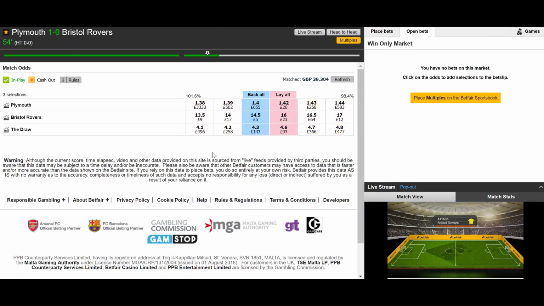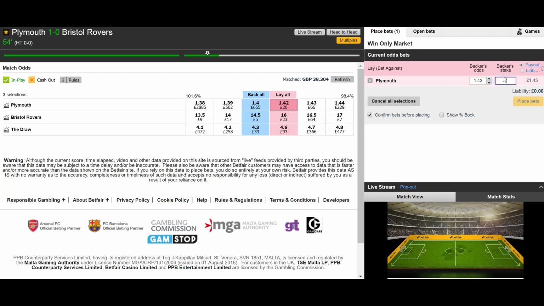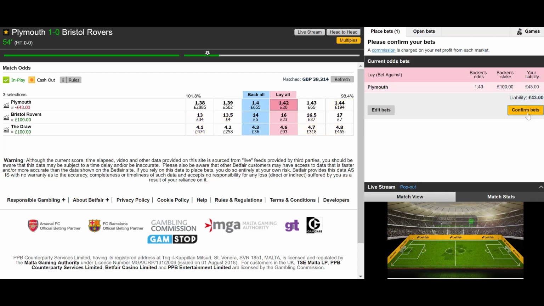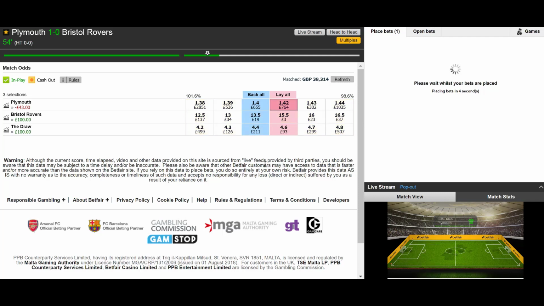So here's a match from League One, and this is Plymouth, who are leading now against Bristol Rovers. Now, I did profile this match beforehand as being a potential Bristol Rovers win, and also I made a note that I can't see Plymouth actually winning this one.